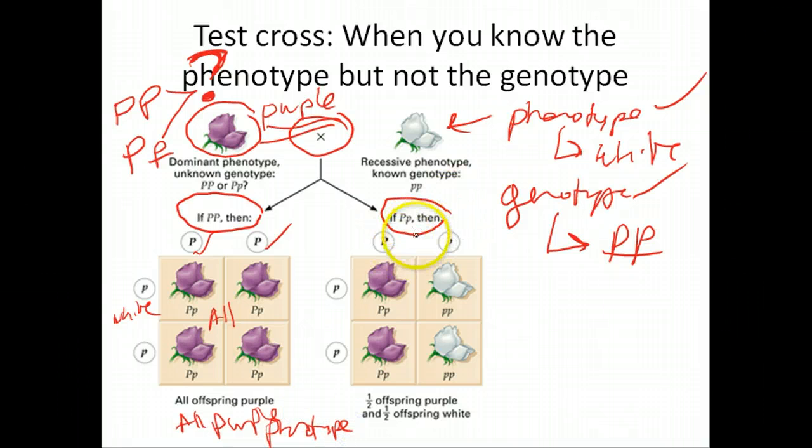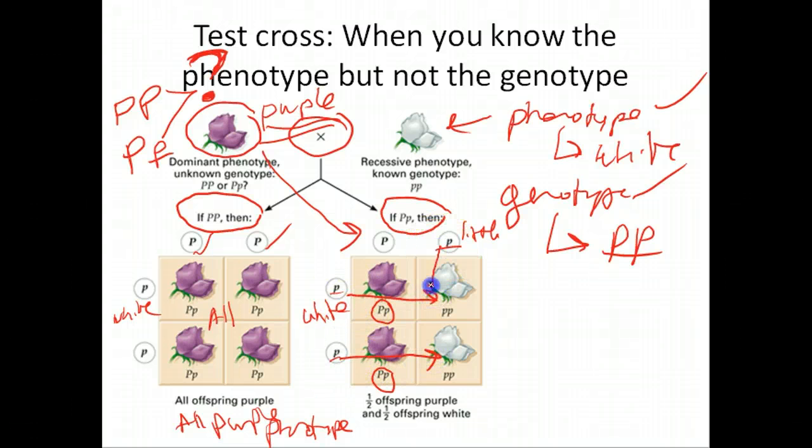Okay, but if your purple pea plant of an unknown genotype is big P, little p, well, that's going to be a different story when you cross it to an all recessive white plant. Okay, because if that's the case, then you'll only get purple plants when you create heterozygotes, but when this little p meets with this little p, you're going to get homozygous recessive and thus white plants. So this is how you do a test cross.